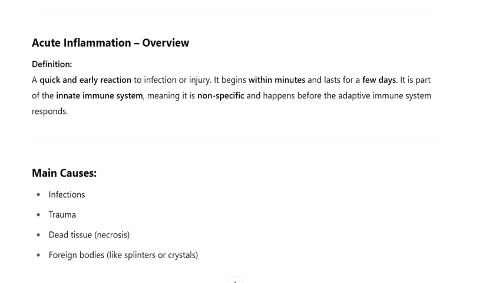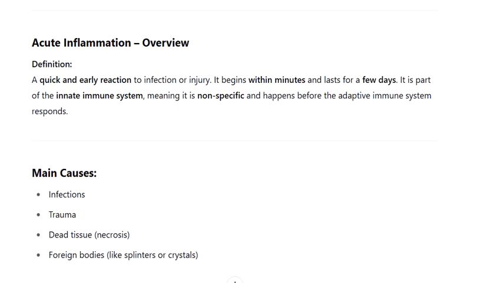Definition: a quick and early reaction to infection or injury. It begins within minutes and lasts for a few days. It is part of the innate immune system, meaning it is nonspecific and happens before the adaptive immune system responds.